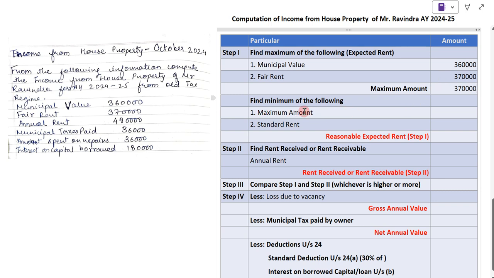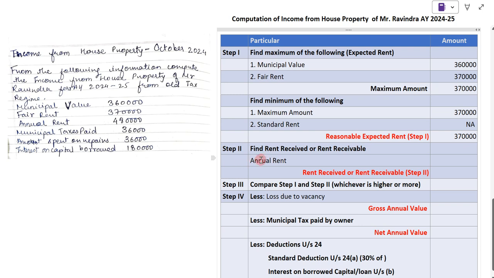The minimum of the following means the maximum amount and the standard rent. The maximum amount we got is 3,70,000. Is there any standard rent given? No, standard rent is not given, so NA. From these two, 3,70,000 is remaining. So that is the reasonable expected rent. The reasonable expected rent we got is 3,70,000.